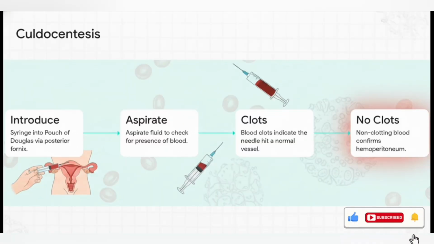Finally, let's understand the mechanics of a classic diagnostic procedure, culdocentesis. You introduce a syringe into the pouch of Douglas via the posterior vaginal fornix, and you aspirate. If you pull out blood and it clots inside your syringe, it just means your needle accidentally hit a normal, healthy blood vessel. But if the blood does not clot, that means it's old hemoperitoneum blood pooling from a ruptured ectopic. Why? Because that blood has already been completely depleted of its clotting factors while sitting inside the abdominal cavity. Clear? Non-clotting blood essentially guarantees hemoperitoneum.